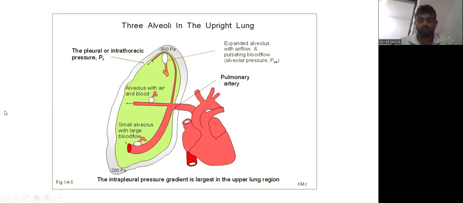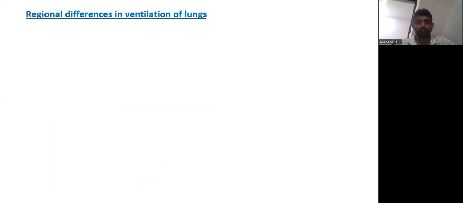Understand that. Okay. So here, because of gravity, less blood, but because of the low density of the air, more air. Here, more blood, less air. So now can you work out what the ventilation perfusion is at the alveoli at the apex, and what the VQ is at the alveoli at the base? So there are regional differences in ventilation perfusion ratio.